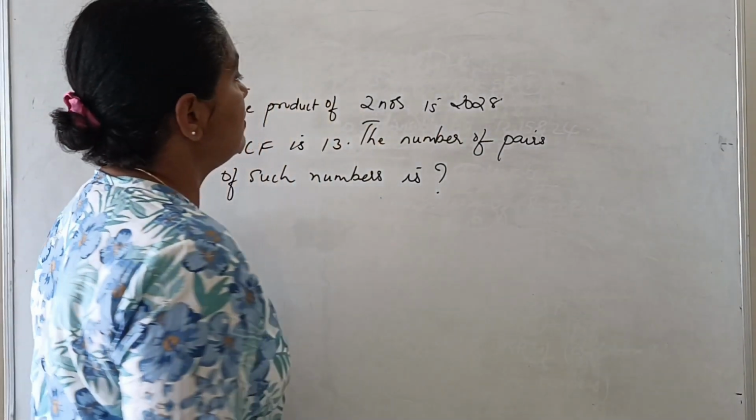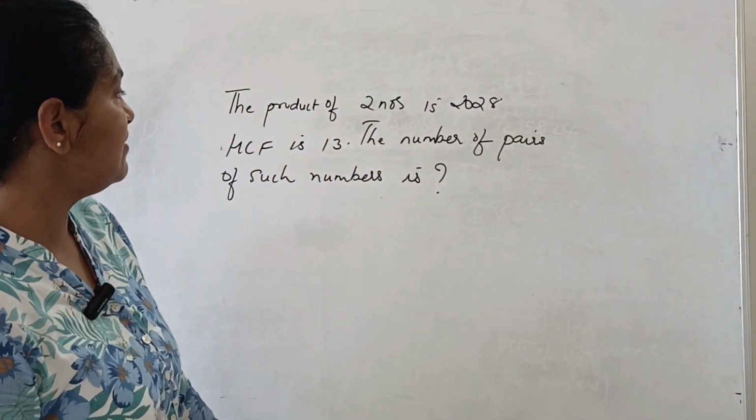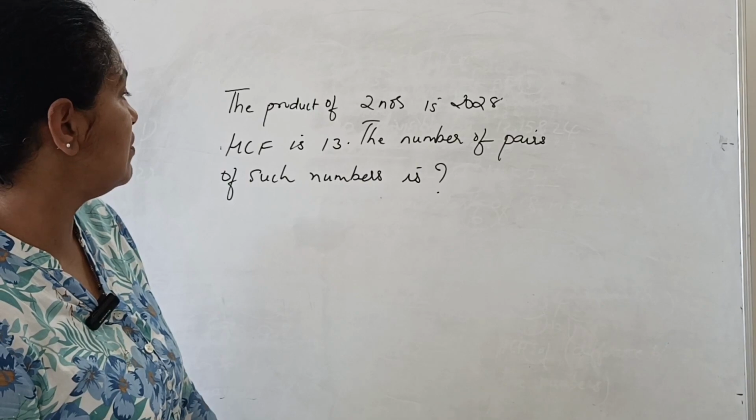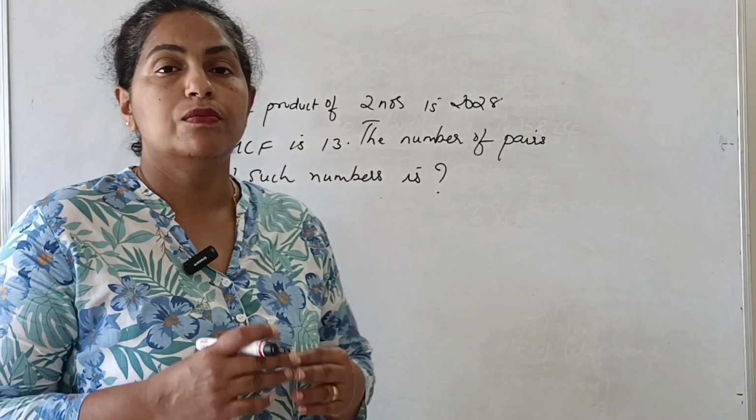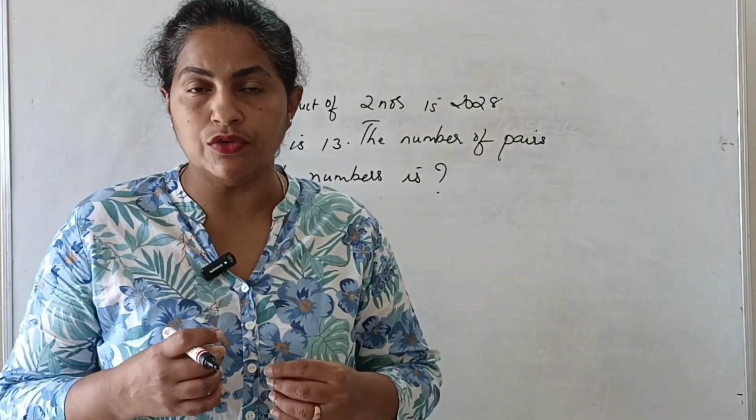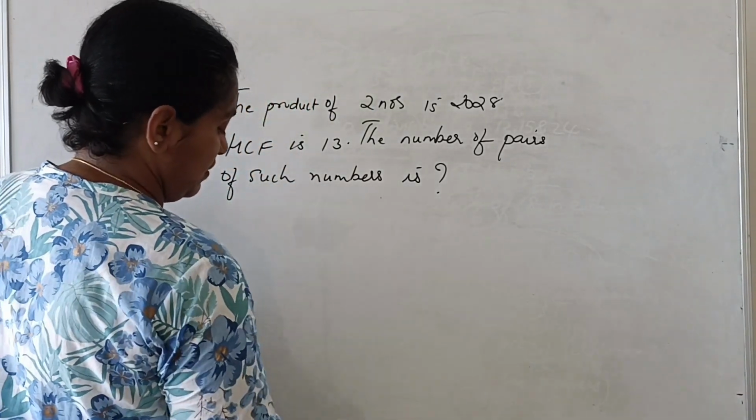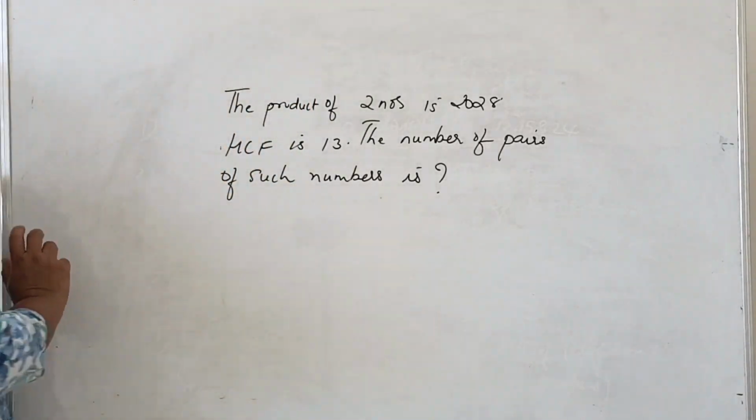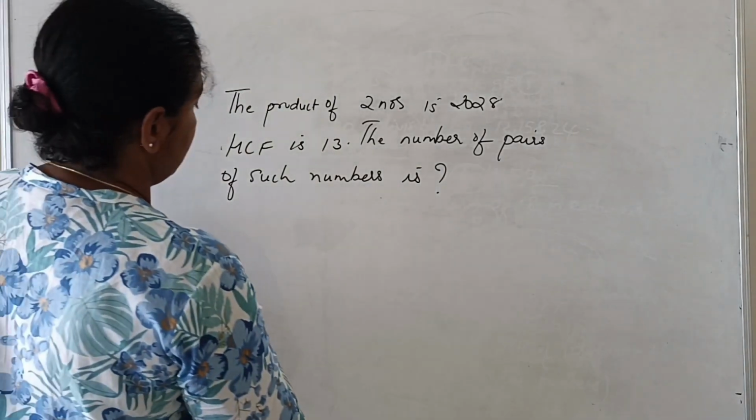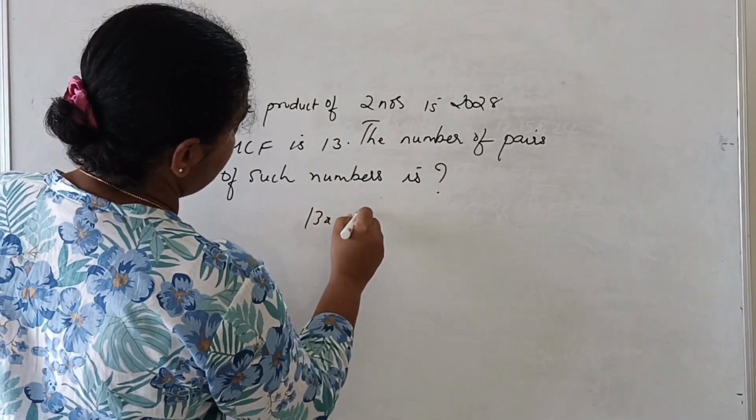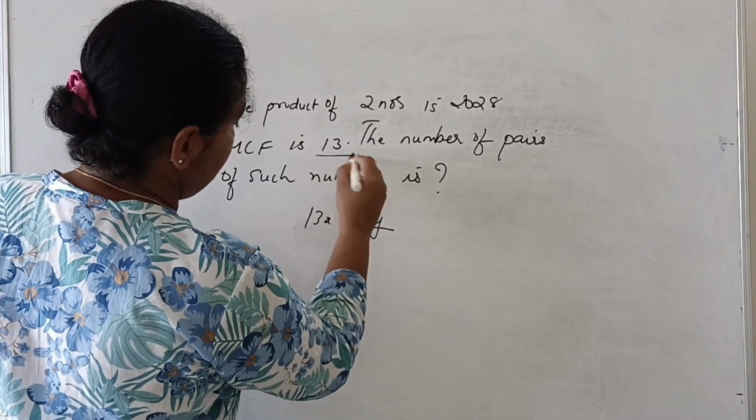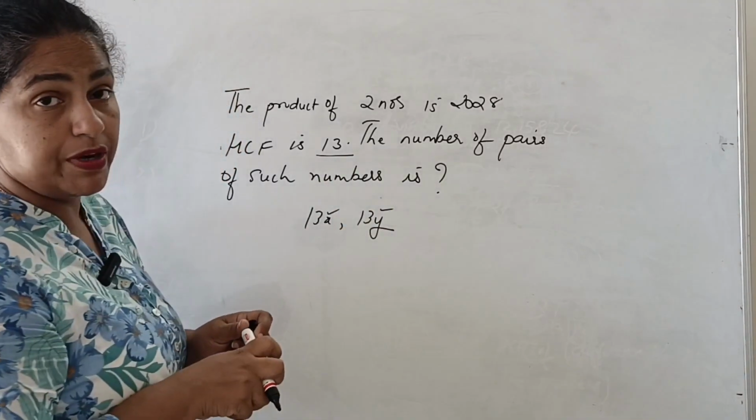The product of two numbers is 2028. The HCF is 13. The number of pairs of such numbers is? So we know that when the HCF is given to you, you can represent the numbers in terms of the HCF and two numbers which are co-primes. So that would be 13 into x and 13 into y, because 13 is the HCF, and x and y are co-primes.